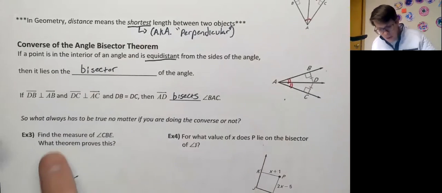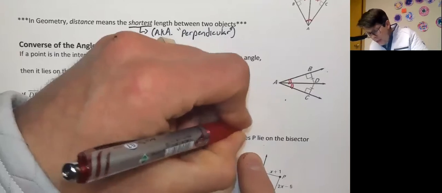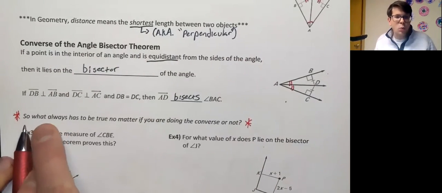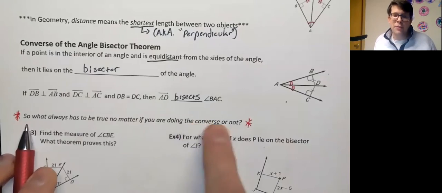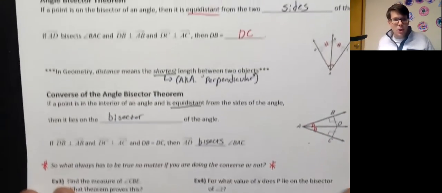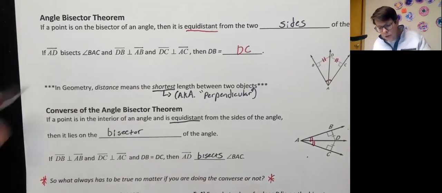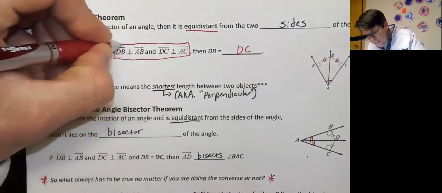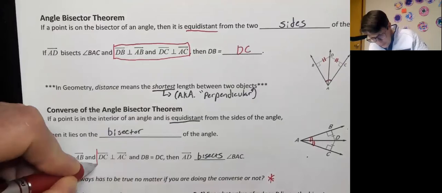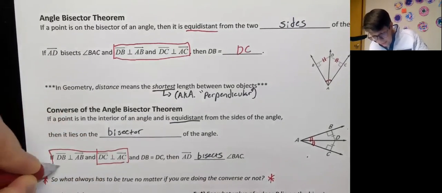Okay, so here's an important point, and I want to make sure that this is clear because it can be subtle if you're just looking at the note sheet. What always has to be true no matter what you are doing, whether you're doing the converse or not. The thing that I'm noticing about both of these theorems, and specifically when you look at the if-then statements, it becomes very clear, is that when you're looking at both of these, you have to start off with this concept of perpendicular lines. If you don't have those perpendicular lines, then you won't be able to do much.